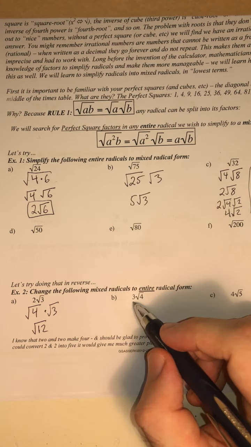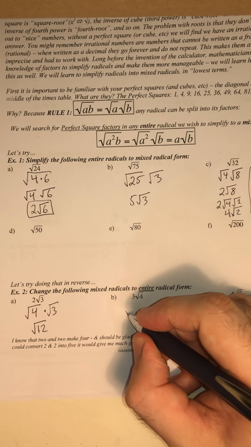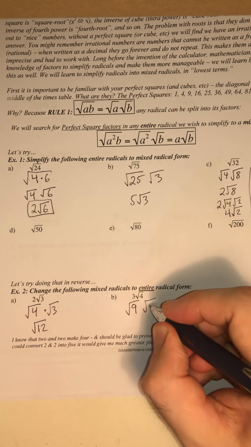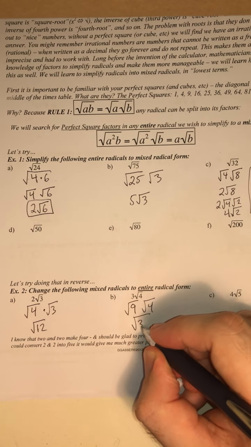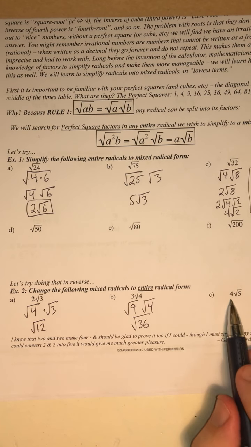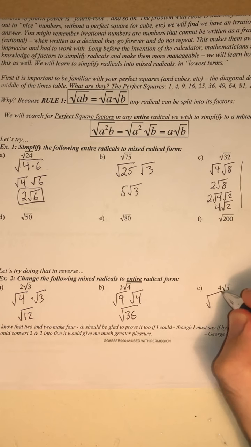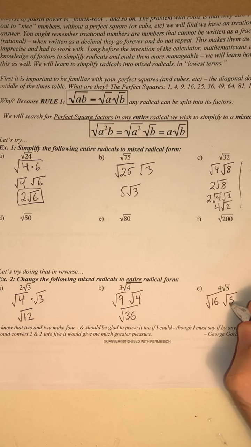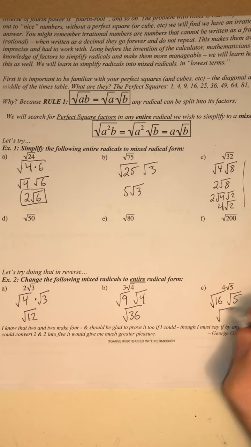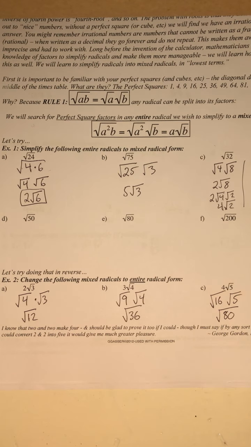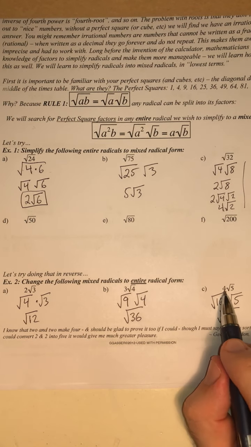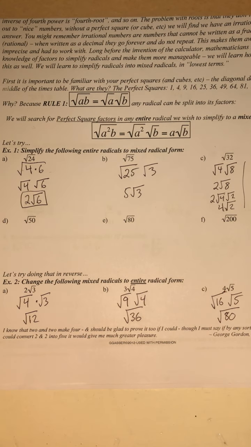Do the same here. I want to put it under the square root, so I square it to give me 9 times root 4. This gives me root 36, and so on. So I want this to be under a root, so square it: root 16 times root 5, multiply those together, and you get root 80. So that's the strategy. If you want to go into an entire radical, you just square this term to get it under a square root. That's all you're doing there. All right, let's flip the page.